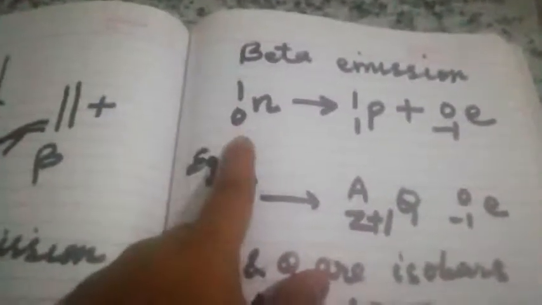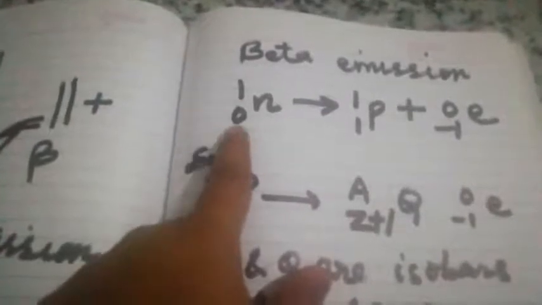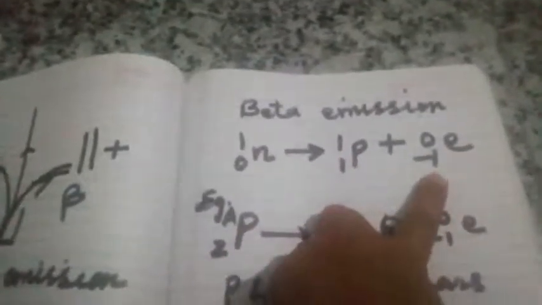Now I already explained beta emission. What is beta emission, children? Whenever in the nucleus a neutron gets changed into a proton, there is an emission of an electron, which is called a beta particle, children. It is represented by 0,-1E. So 1,0N is the neutron. When it converts into a proton, 1,1P, there is an emission of an electron or beta particle.